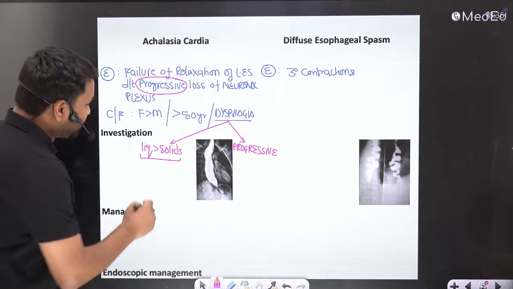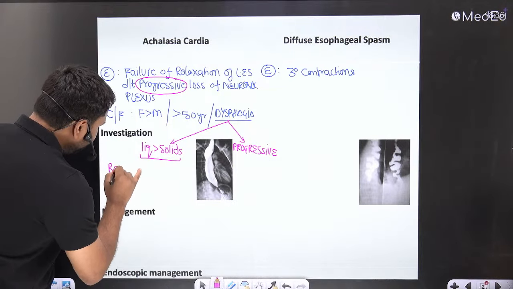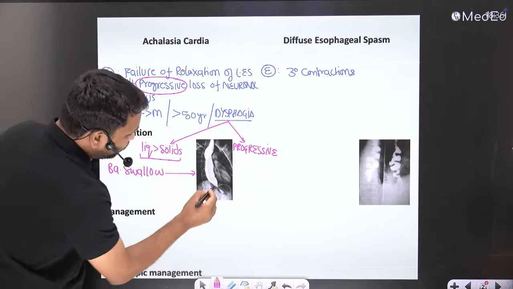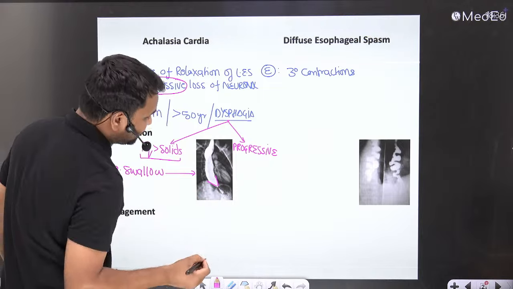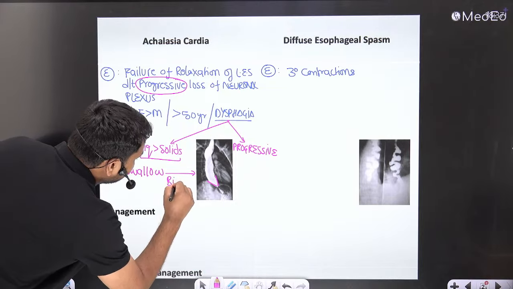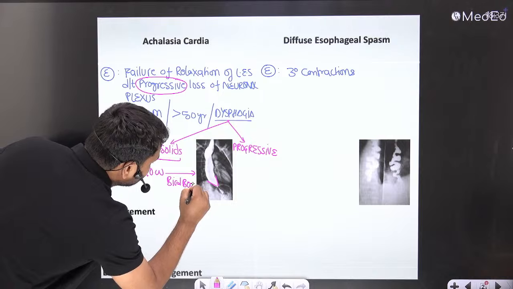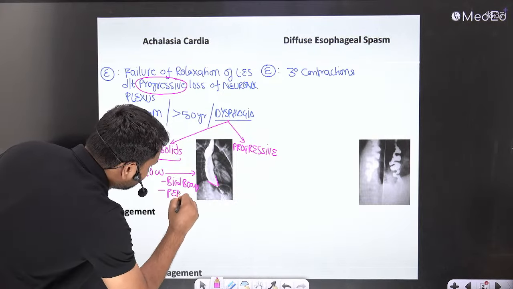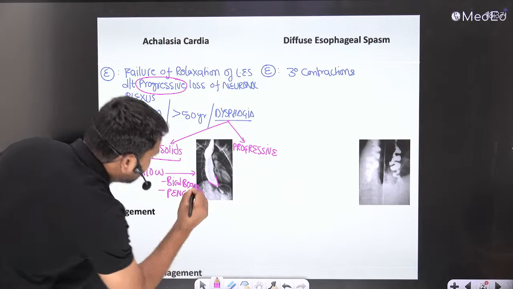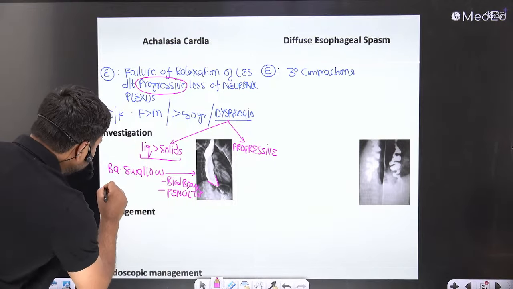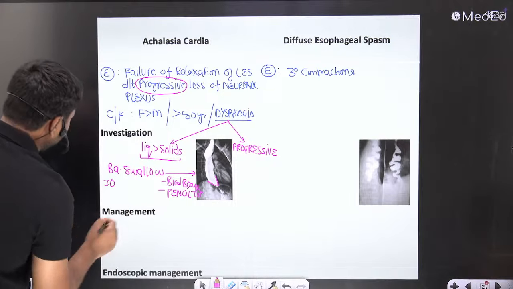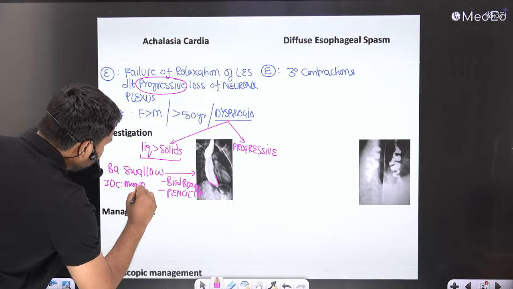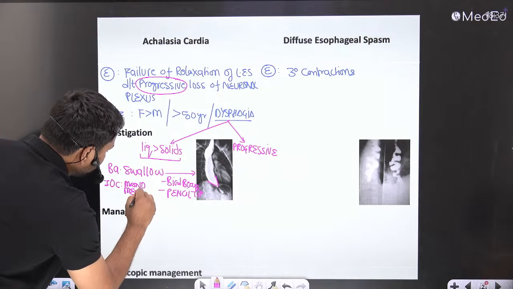Now, in terms of investigation, you can perform a barium swallow because the patient presented with dysphagia. In the barium swallow, you see this classical presentation. This is what we call the bird beak appearance, or the bird beak sign, also commonly referred to as the pencil tip sign. But if I ask what is the investigation of choice, remember, the investigation of choice for all motility disorders is manometry.